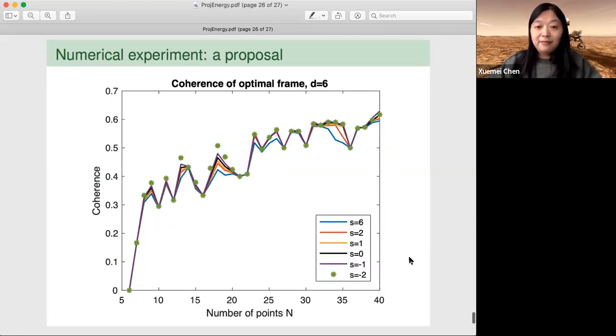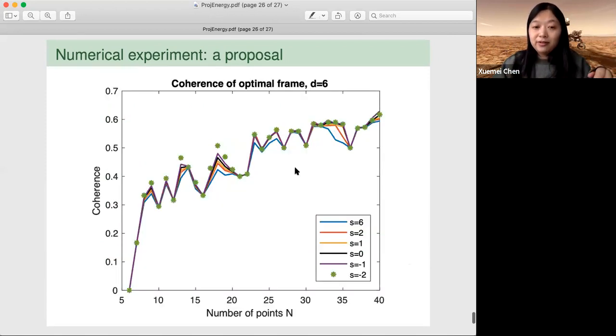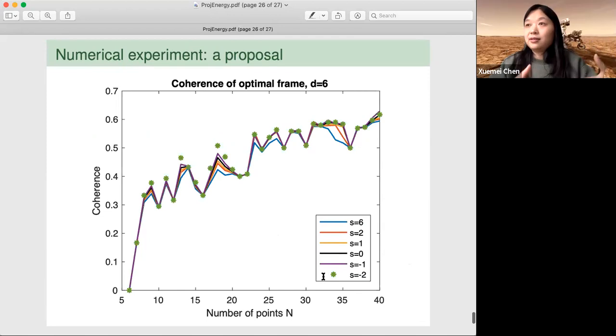And then finally, this is the picture that goes along with this method. Everything else is the same, but for S equals -2, rather than random initializers, we feed it a good starter, one that's already well separated, and so it will also become fairly good in terms of coherence.